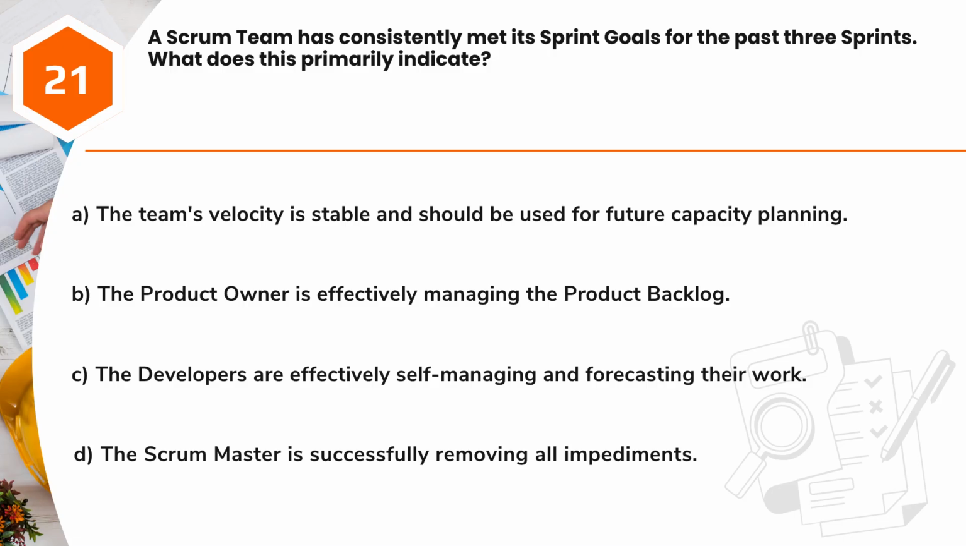Question 21. A Scrum team has consistently met its sprint goals for the past 3 sprints. What does this primarily indicate? A. The team's velocity is stable and should be used for future capacity planning. B. The product owner is effectively managing the product backlog. C. The developers are effectively self-managing and forecasting their work. D. The Scrum Master is successfully removing all impediments.